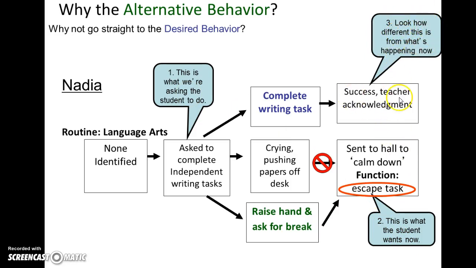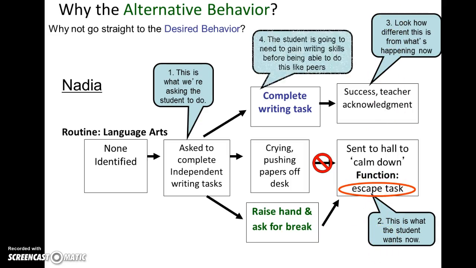The success is teacher acknowledgement, so they're able to finish and complete. That's what we want them to feel, right? That's what we want them to want. We want them to want success and want teacher acknowledgement. But right now, what they want is escape. See how it's completely opposite?